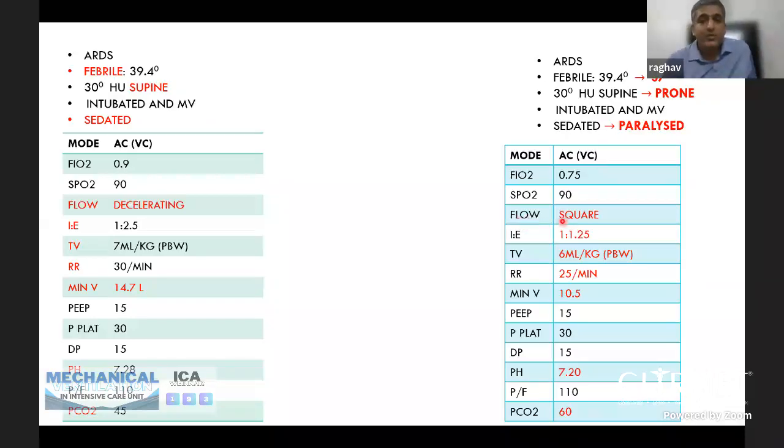Fourth, we changed the flow waveform of the patient from decelerating to square, as the square waveform is better in mixing the gases and the elimination of carbon dioxide. We increased the IE ratio from 1:2.5 to 1:1.25, which also helps in elimination of carbon dioxide. We reduced the tidal volume from 7 to 6 ml per kg, and we reduced the respiratory rate. So the minute ventilation was reduced from 14.7 to 10.5.